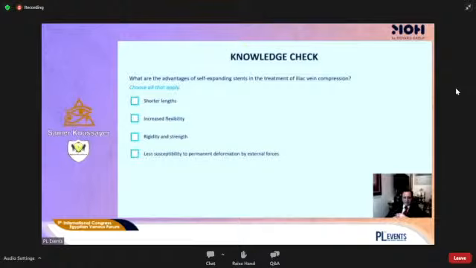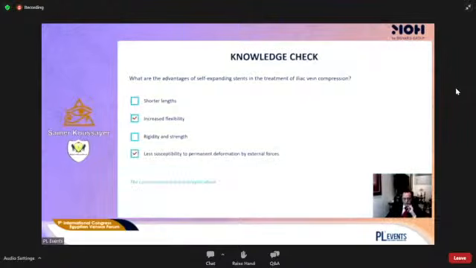Less susceptibility to permanent deformity by external forces? Yes. So the self-expandable one has longer length, increased flexibility, and is less susceptible to permanent deformity by external forces. Whereas stainless steel is deformed permanently by external forces, is more rigid, less flexible and shorter.